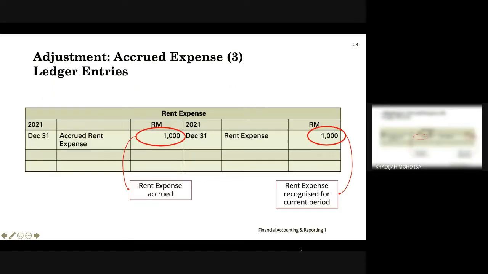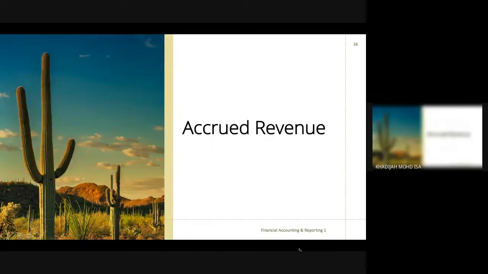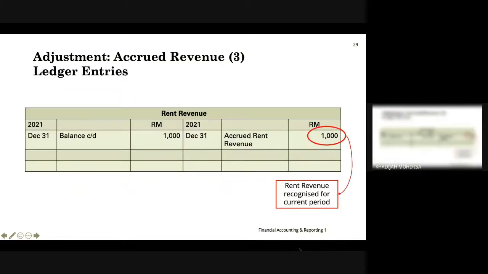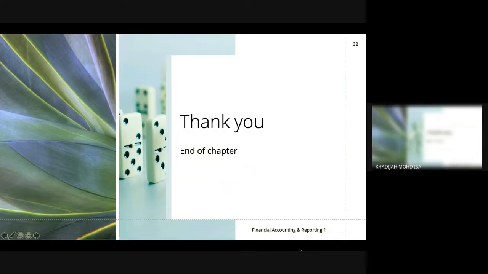So how do you record? Rent expense, accrued rent expense. Oh, this one is from the previous account. Oh, it's a bit confusing here. Right? Is it the end of the chapter already? Yes, right.